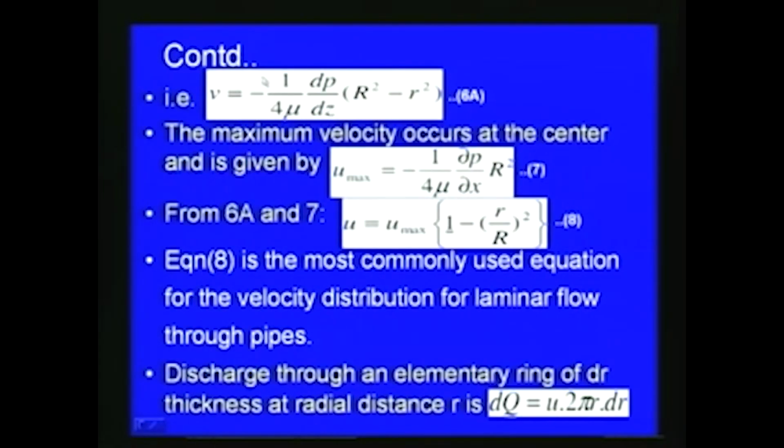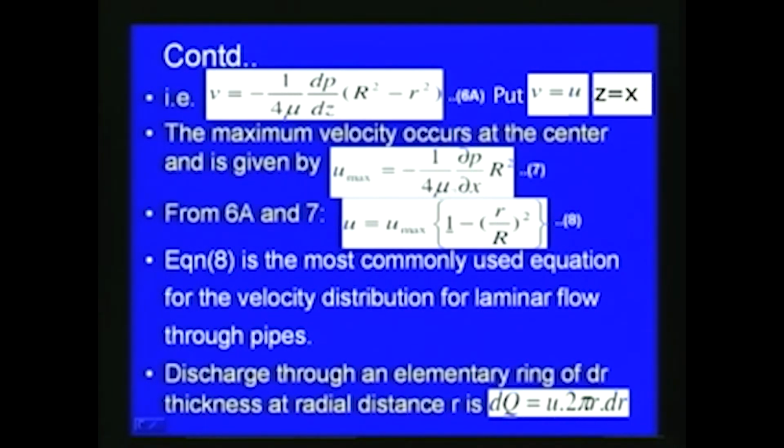So, now once we get this, we can derive the various other parameters like discharge and other parameters. Here, this equation for velocity distribution, we can write V is equal to minus 1 by 4 mu dP by dz into (R square minus r square), equation 6a. The maximum velocity occurs at the center and is given by, so here we can substitute r is equal to 0. So, that gives u max is equal to minus 1 by 4 mu dP by dx into R square, as in equation number 7.